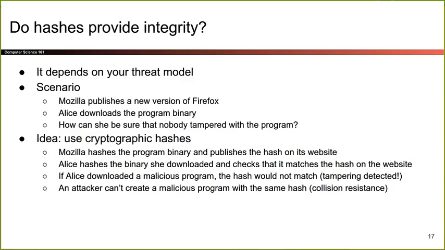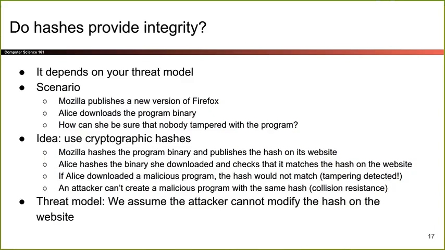The attacker will always be detected. But for this to be true, we had to assume something. We had to assume that the website is secure, so the hash that's published on Mozilla is secure. Nobody tampered with the hash. So in this case, hashes did provide integrity, but we had to assume that the website hash wasn't tampered with. If that's true, then we can use this strategy to provide integrity.